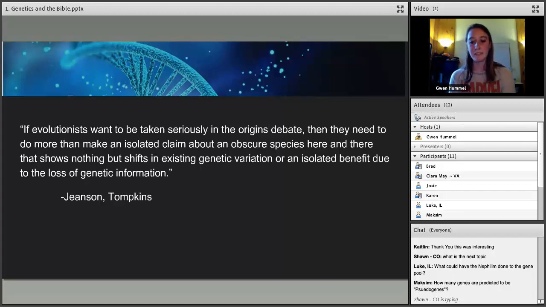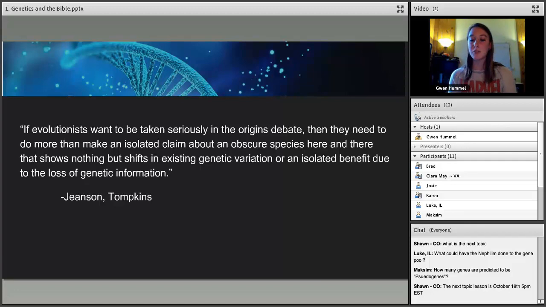How many genes are predicted to be pseudogenes? Right now, 20% of our genes are predicted to be pseudogenes. But again, the founder of ENCODE said he doesn't think anything is actually a pseudogene. So the more we learn, the fewer pseudogenes we find, and we replace them with actual genes. That's a very good question.